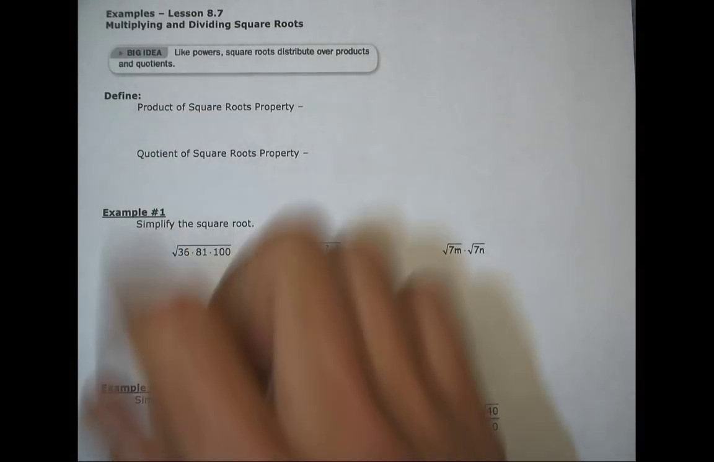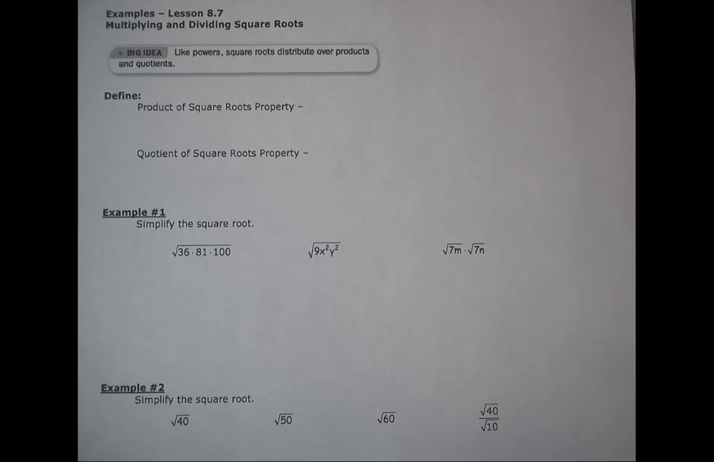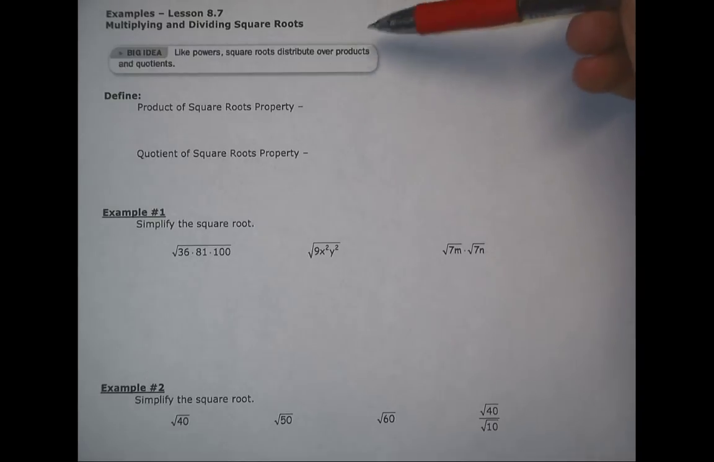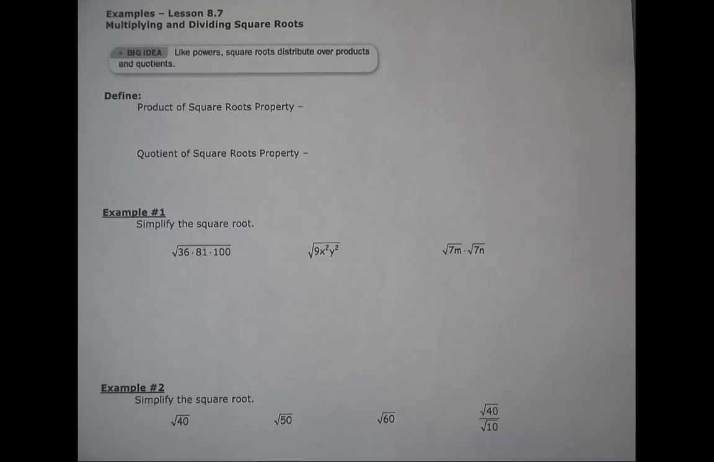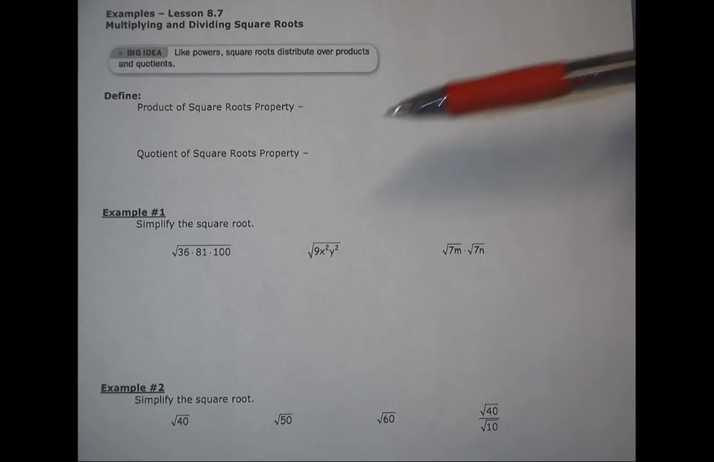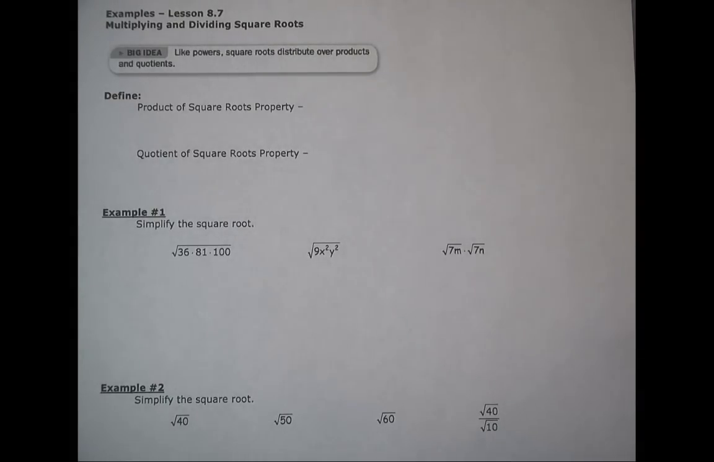So today's big idea says, just like powers, square roots distribute over products and quotients. Products being when things are being multiplied, and quotients when things are being divided. So we can distribute the square root to everything that it's underneath, just like we can distribute a power, like a square, to everything that's inside, say, parentheses. Or if an entire quotient or a division problem was inside parentheses, you could distribute that power there as well. So it's the same idea when we're looking at square roots.